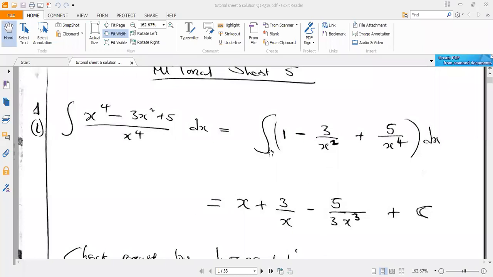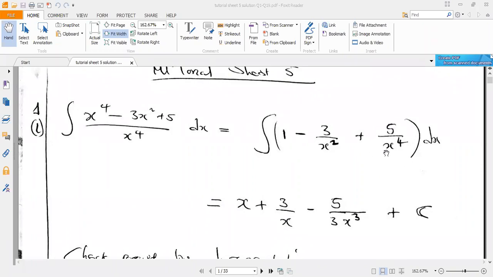Now, we can integrate them individually. You see that the 1 is a constant, so the integral of that constant will simply be x. Then we have 3 over x^2. When you are integrating with x being the denominator, it's supposed to give you a negative, so it was supposed to be negative 3 over x. But negative times the negative that we have there gives us positive, and it comes out as positive 3 over x, plus 5 over x^4.